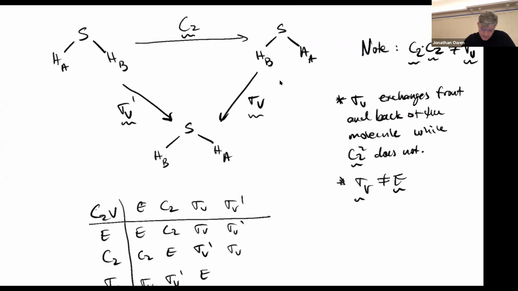So let's do one of those. We're going to reflect the molecule in the front and the back first for a sigma V, and then we're going to reflect the left and the right for a sigma V prime. So let's pick a point on the molecule. Let's take this hydrogen, for example, over here. Let's pick a point behind it. So if we do first a sigma V, it is going to send the point behind it to the point in front of it.